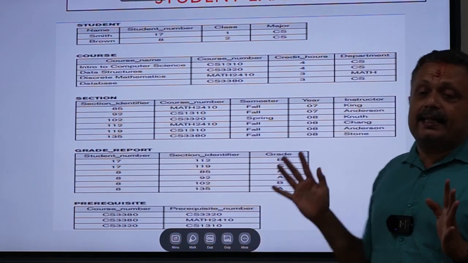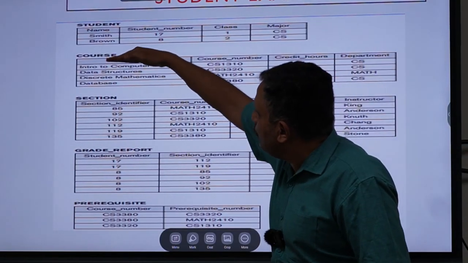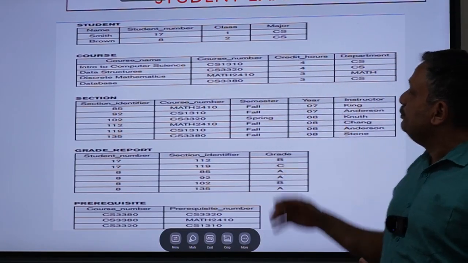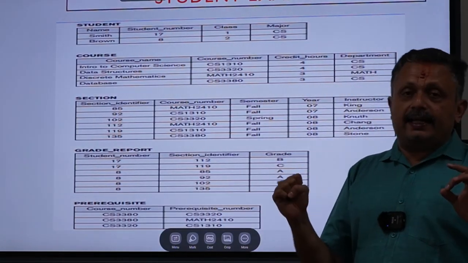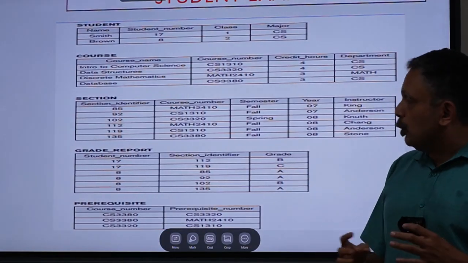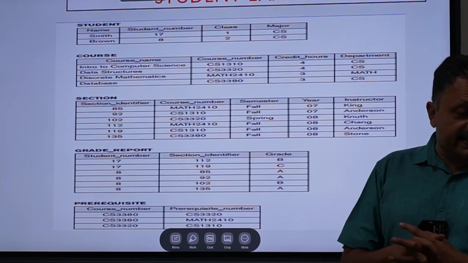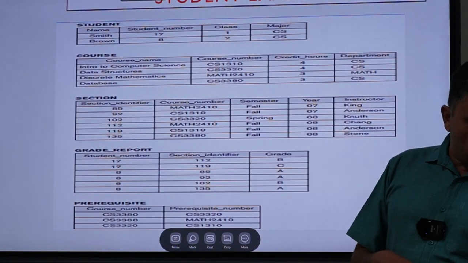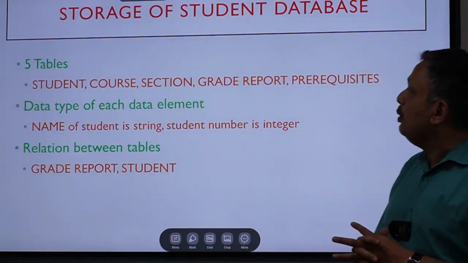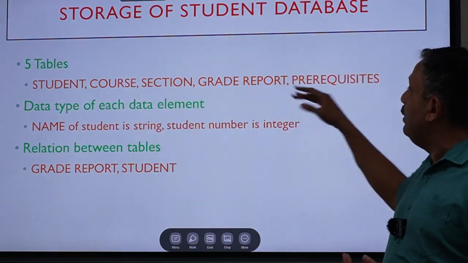So what do you find here? You have rows. For instance, here you have 4 rows and 4 columns. So when you structure a database, you're structuring it in terms of rows and columns. The database that uses rows and columns is known as a relational database. Now, as I told you, there are 5 tables: student, which I have shown you, course, section, grade report and prerequisites.